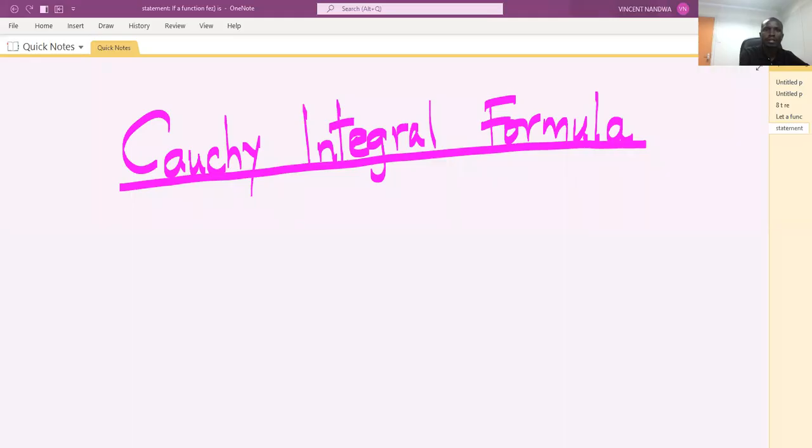Welcome to this session. In this session, we state the Cauchy integral formula and then prove the formula. So the statement.